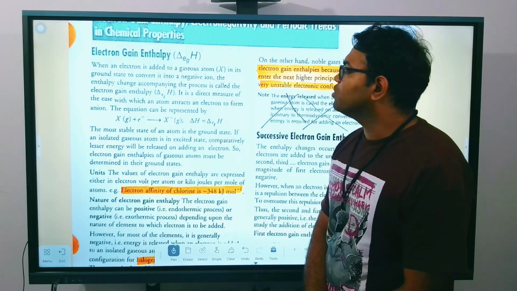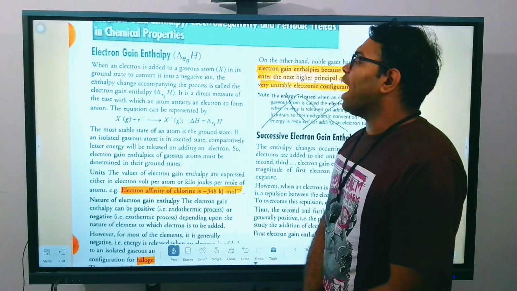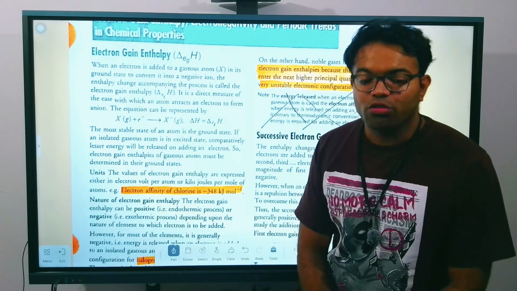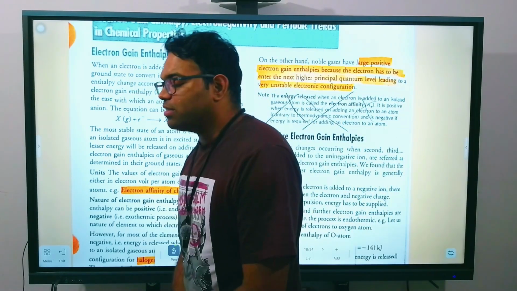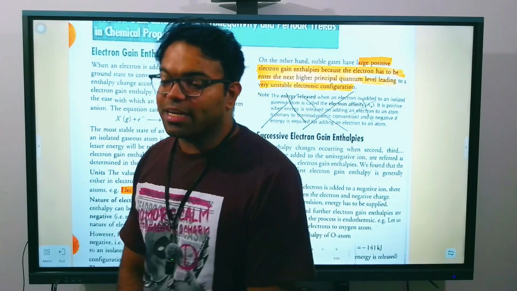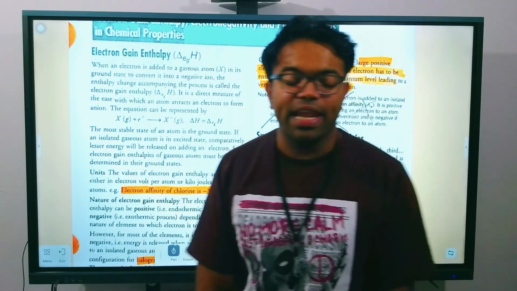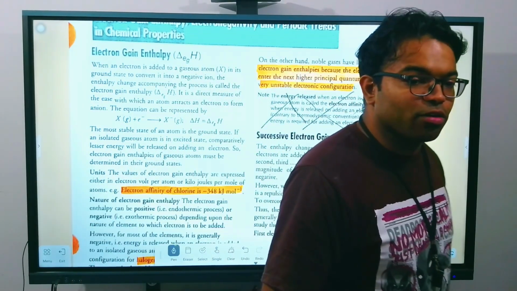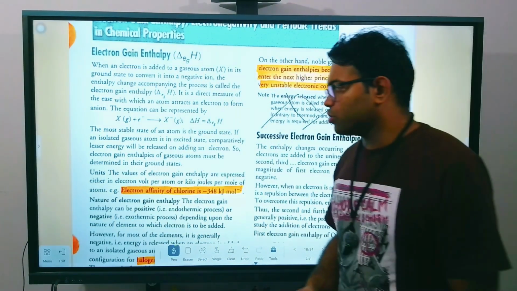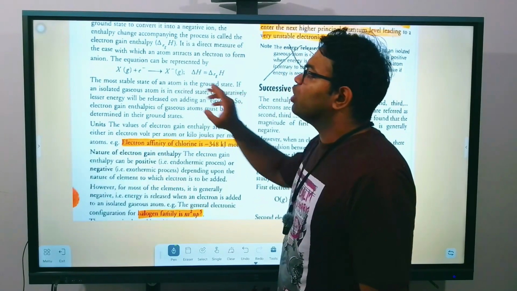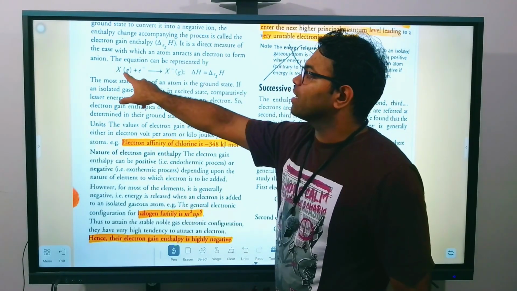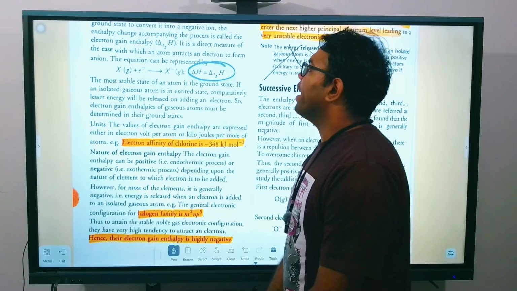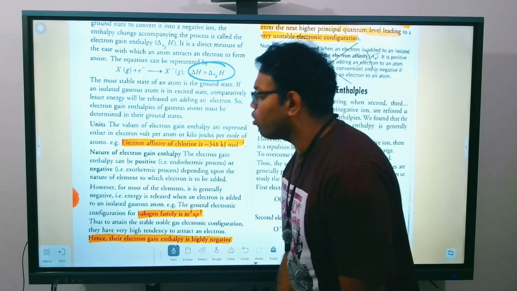It is a direct measure of the ease with which an atom attracts an electron to form an anion. So electron gain enthalpy always results in negatively charged ions called anions, because you have more electrons compared to protons. Now what is happening here? You had an atom, you added an electron to it, it became negative, and delta H is the amount of energy absorbed or released.